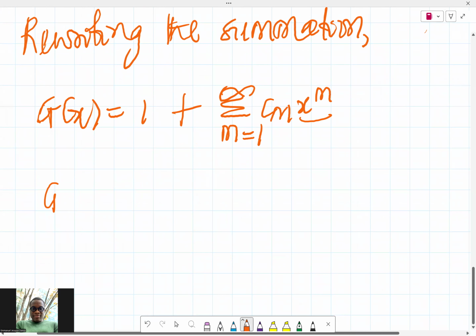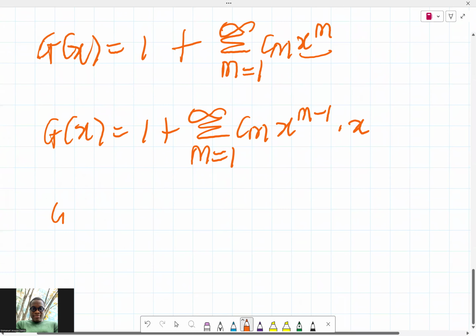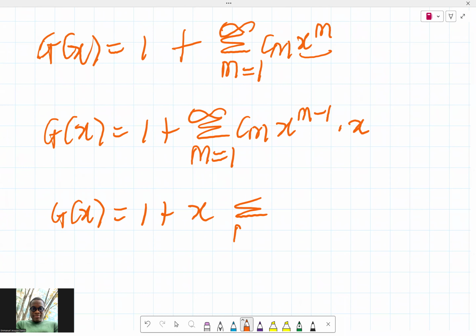And we can have g of x equals 1 plus summation from m equals 1 to infinity of cm x raised by m minus 1 times x. Okay? So you see m doesn't have power over this x. So we can bring this x back. So we have g of x equals 1 plus x summation from m equals 1 to infinity of cm x raised by m minus 1. That's why we can have this x out here now.